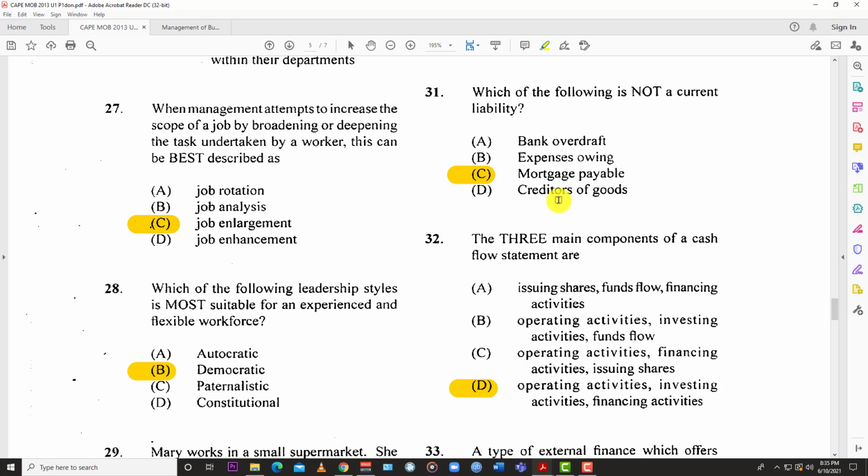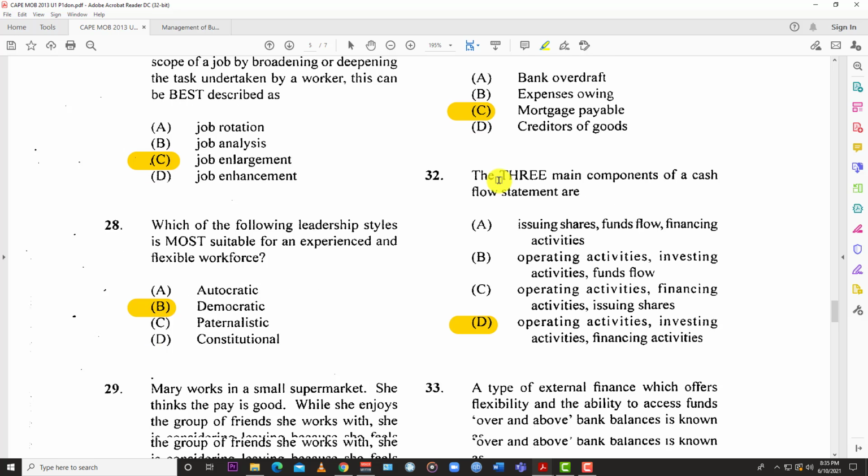Because all of these are short term. Expenses owing, you have to pay the people. Bank overdraft, you have to pay back your bank, or else interest. And then creditors of goods, you gotta pay the people, right? So mortgage, you can wait a little, it's a longer period, 25, 30 years. That's why it's not current.